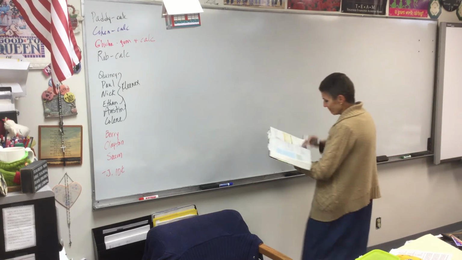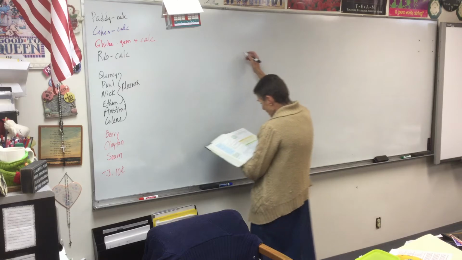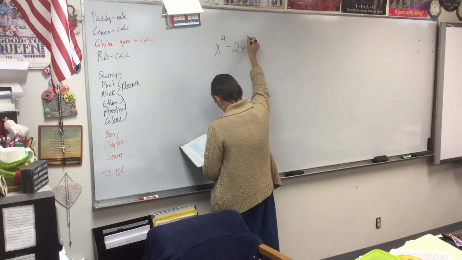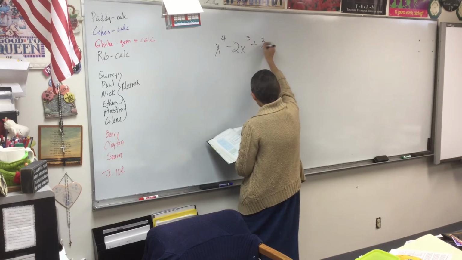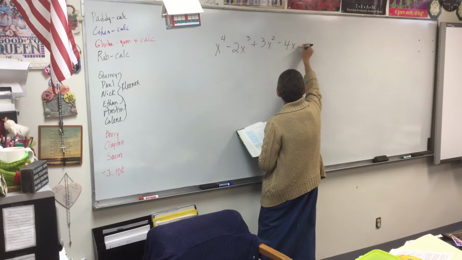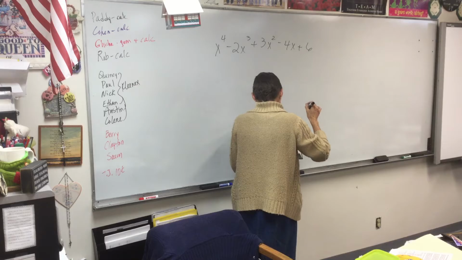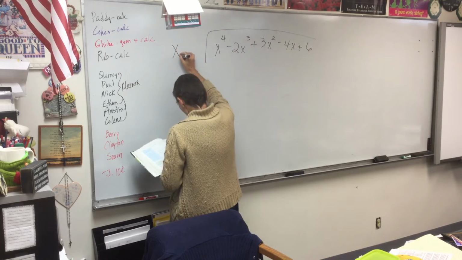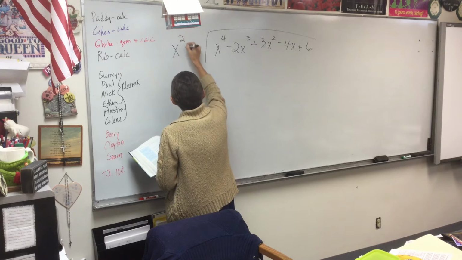The thing we're dividing by in number 5, so we have x to the 4th minus 2x cubed plus 3x squared minus 4x plus 6. The thing we're dividing by is not a polynomial, or not a binomial.